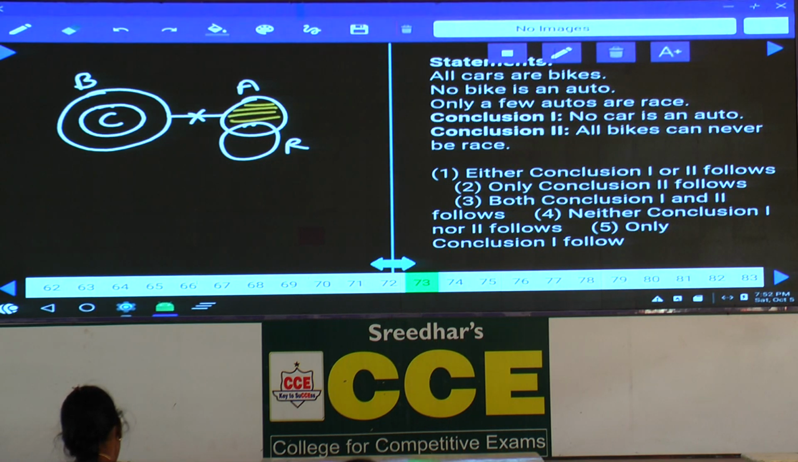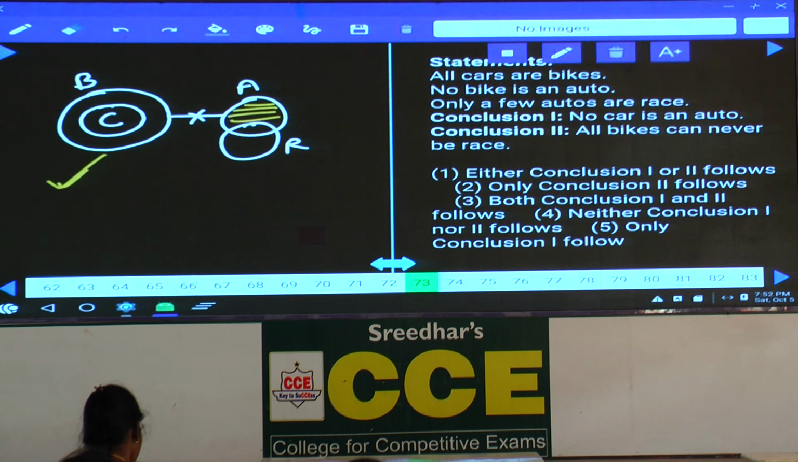And first one, no car is an auto. As of now it is true. Alternate diagram cannot be drawn, because if auto and car are intersected here, then no bike is an auto will become false. This will be true forever.